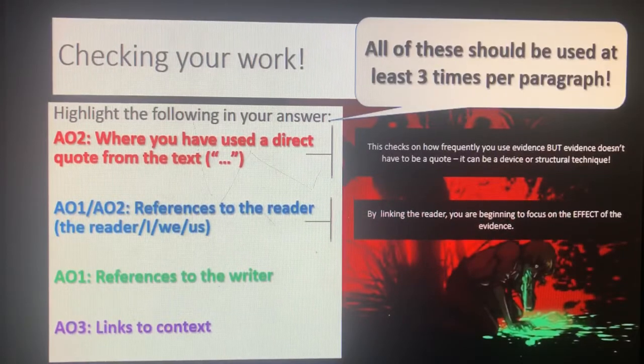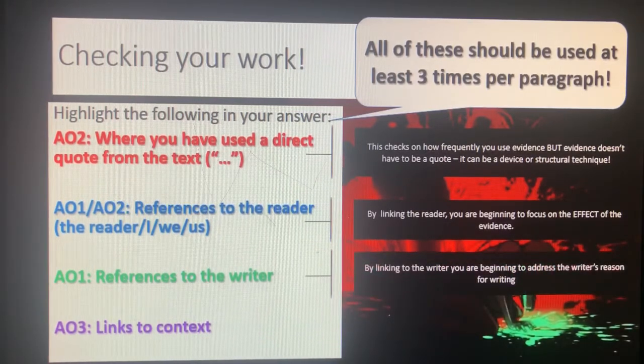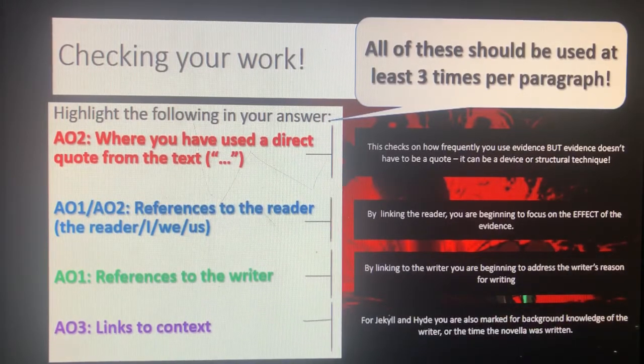By linking to the reader, you're beginning to focus on the effect of the evidence you've chosen. What does it make you think or feel? By linking to the writer, you're beginning to address the writer's reason for writing, the reasons why Stevenson chose the story he did and the way he chose to tell it. And lastly, for Jekyll and Hyde, you'll also be marked for background knowledge of the writer, or indeed the time the novella was written.